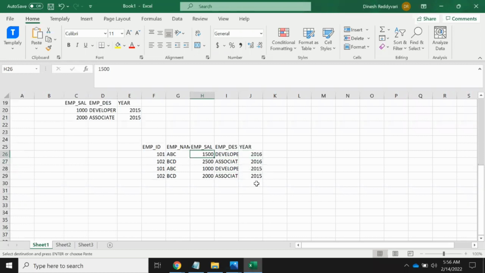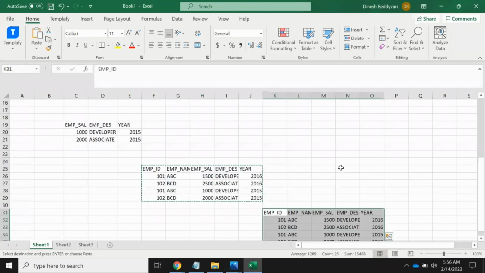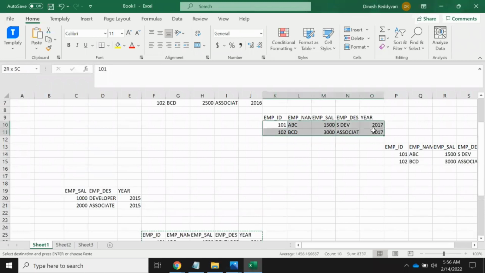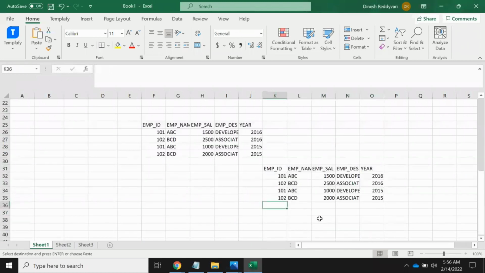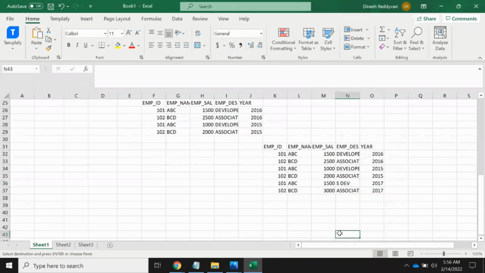For employee 102 in 2015, his designation is associate. Here also associate, and then his designation has been changed. What we are doing is maintaining history. When you come to the next year, again we maintain the previous data on top of the previous data like this. Now, based on year, we can understand how the data is changing.